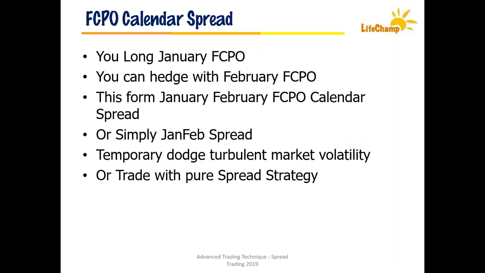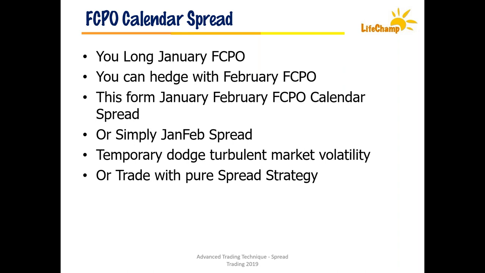Now you can long a January CPO contract, then you can hedge by selling February's FCPO. This will form a January-February CPO contract spread. You must long one and short one. You can short January, but in this case, let's say we long January, and when we say hedge, it means you're doing the opposite direction, which in this case is selling a February FCPO. So instead of calling it January February, sometimes we just call it Jan Feb spread.